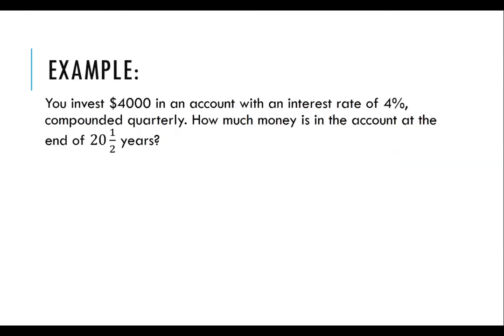So you invest $4,000 in an account with an interest rate of 4%, compounded quarterly. How much money is in the account at the end of 20.5 years? First things first, our formula. We see it's not continuous, so the amount in the account is going to be equal to P times (1 plus r over n) raised to the nt.